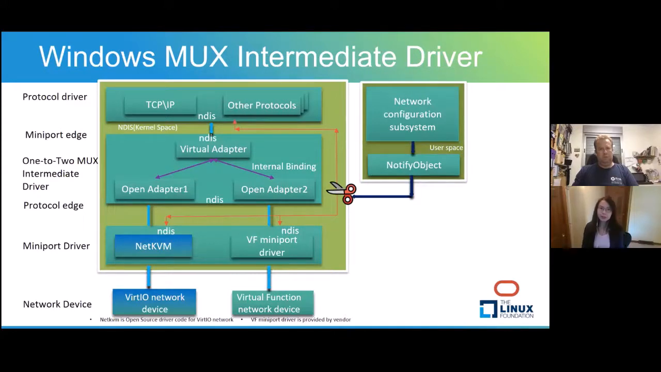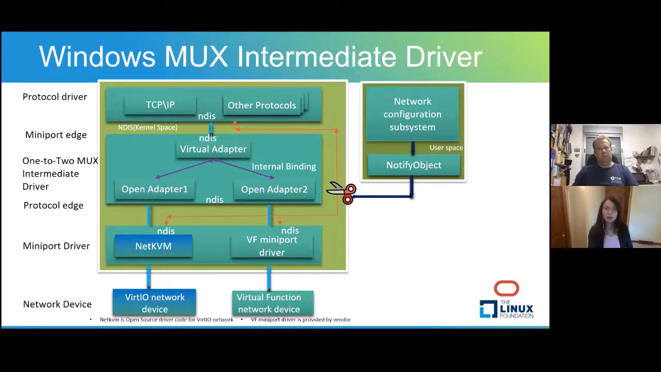This slide shows the architecture of the 1-to-2 MUX driver model. As you can see, at the bottom are the virtual network and the VF network. They each have their own miniport driver serving them, that's the NetKVM driver and the VF miniport driver. On top of them is the 1-to-2 MUX intermediate driver. This MUX driver exposes a protocol driver as a lower edge to bind to the underlying miniport driver, and also exposes a miniport driver as an upper edge to bind to TCP/IP and other protocols. Inside the MUX driver, the miniport virtual adapter binds to its own protocol driver internally, so NDIS isn't aware of this binding. The MUX driver has full control of the network data here, so it can switch the data path between the NetKVM and the VF miniport driver.